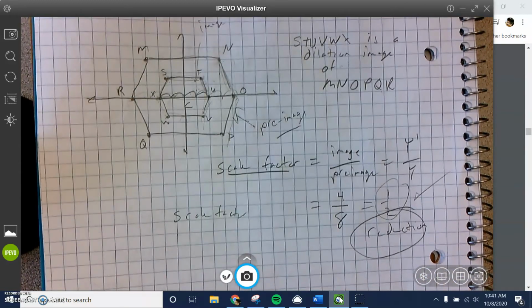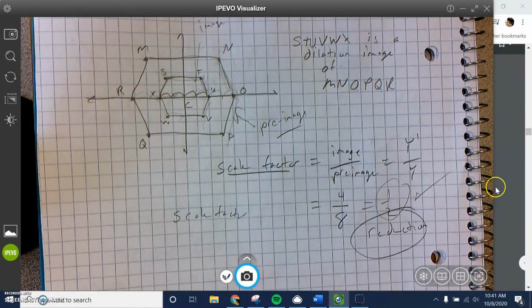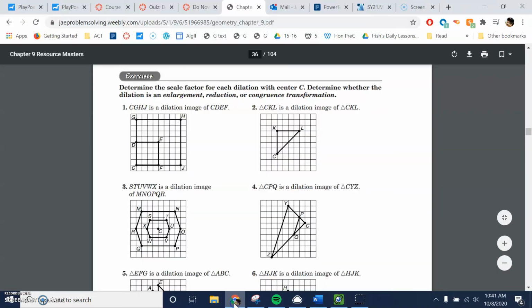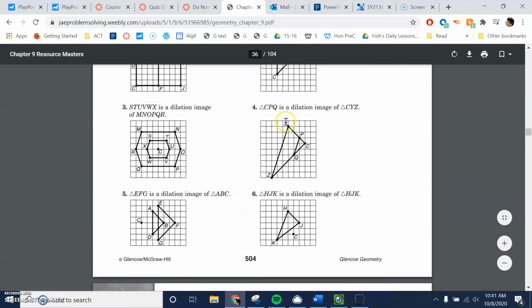Cool. All right, now you try these two right here. Last two. So you're going to do 4 and 5. Ready, set, go.